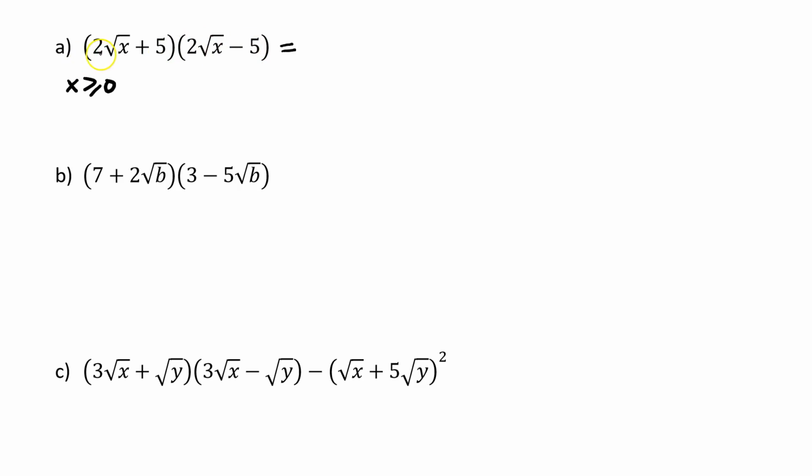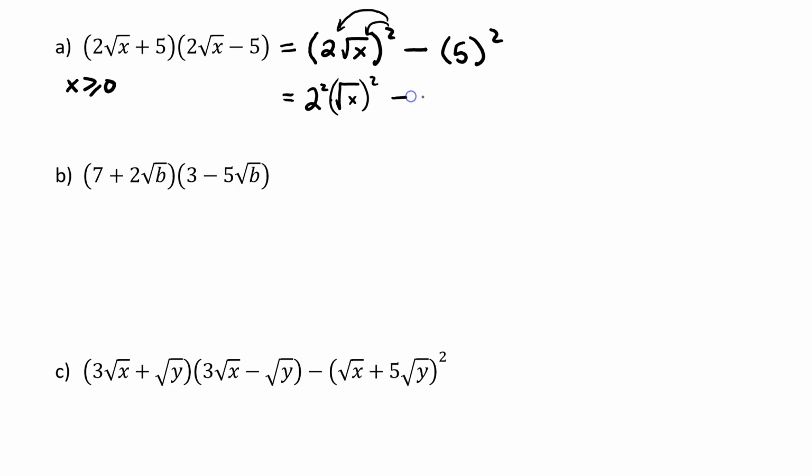The 5 is the same. The 2 root x is the same. The only thing that's different is the signs between them. Since we know this, we can just use what we know of difference of squares. So you can say 2 root x squared minus 5 squared. What that becomes is that exponent goes to both. So we have 2 squared times root x squared, minus 5 squared, which is 25. So we have 4x minus 25.